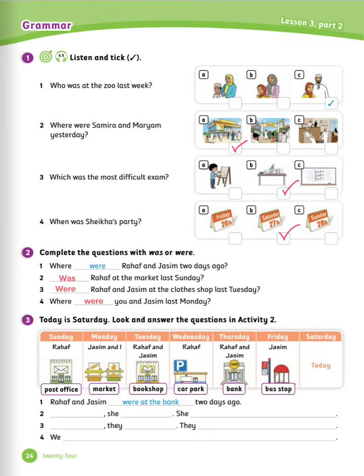Exercise number 3. Today is Saturday. Look and answer the questions in activity 2. Let's see the answers. Number 1. Rahaf and Jassim were at the bank 2 days ago. Number 2. No, she wasn't. She was at the post office. Number 3. No, they weren't. They were at the bookshop. Number 4. We were at the market.